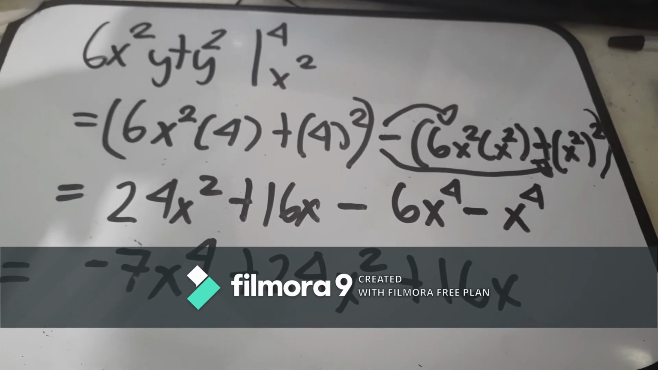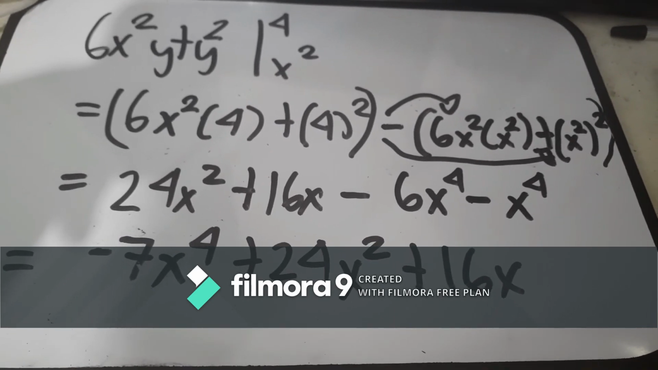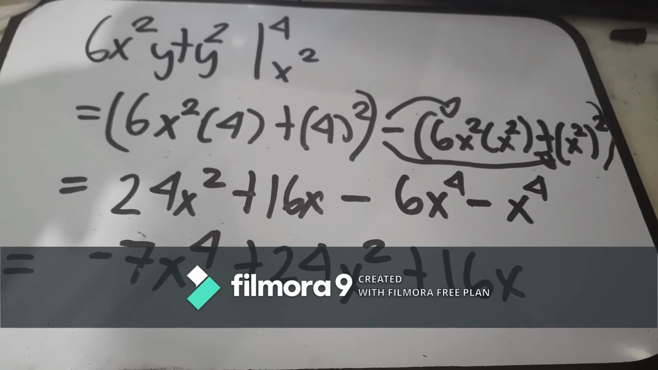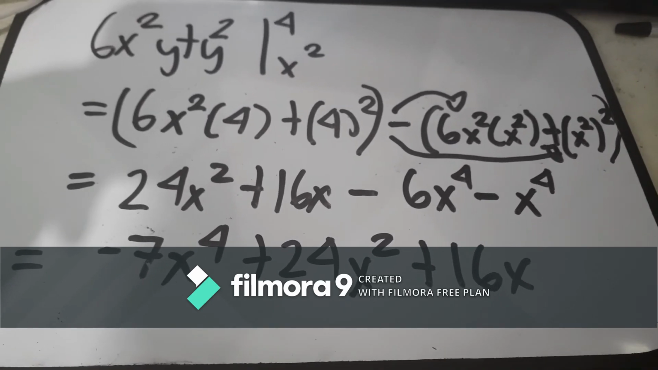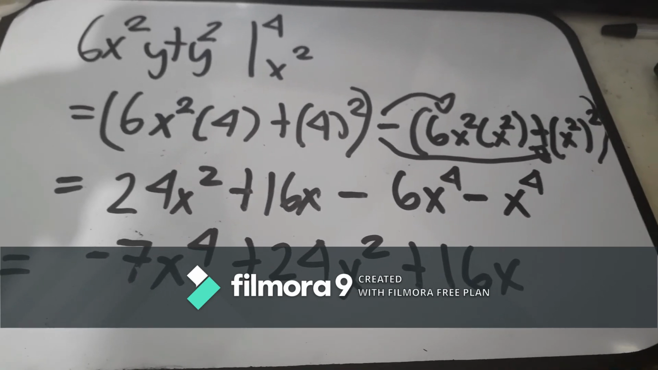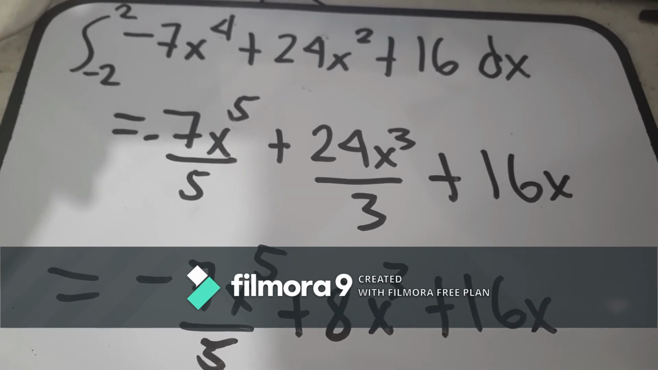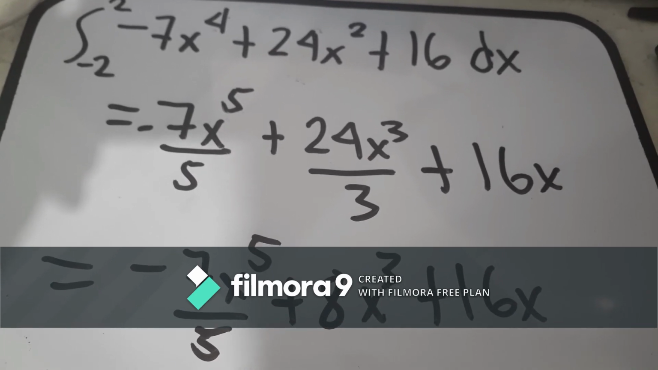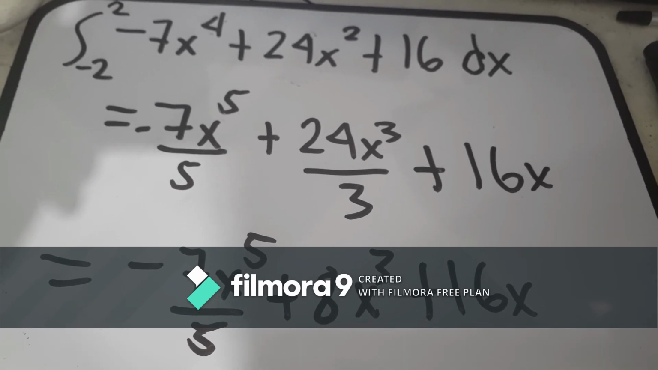And after that, you will have 24x squared plus 16x minus 6x to the fourth power minus x to the fourth power. And if you add the like terms, you will have negative 7x to the fourth power plus 24x squared plus 16x. We need to integrate this with respect to x, and you will have negative 7x to the 5th power over 5 plus 24x to the 3rd power over 3 plus 16x.